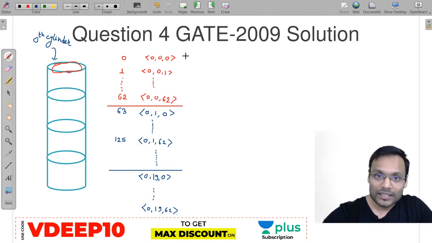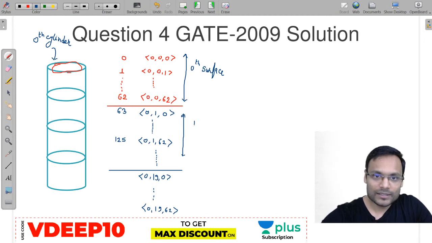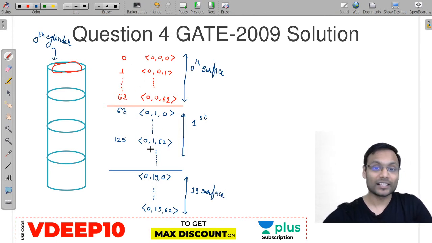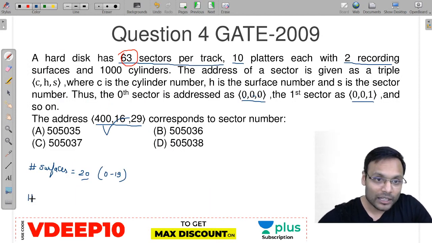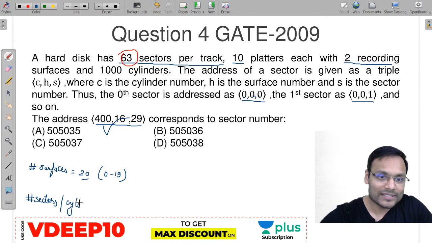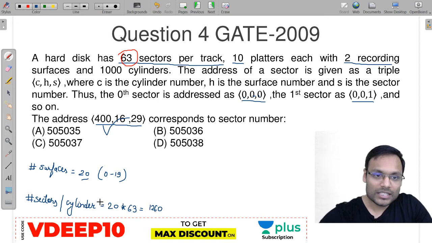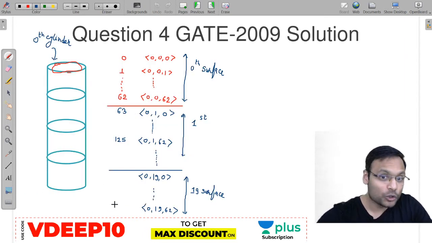So I have covered the 0th surface. This is my 0th surface. Then after that, I have covered this, the first surface. Similarly, I have covered the 19th surface. Total how many surfaces have you covered? Total 20 surfaces, and in each surface you had 63 sectors. Then if I want to calculate the number of sectors per cylinder: total 20 surfaces, each surface had 63 sectors, the answer is 1260. 1260 total sectors, hence this last address should belong to 1259.